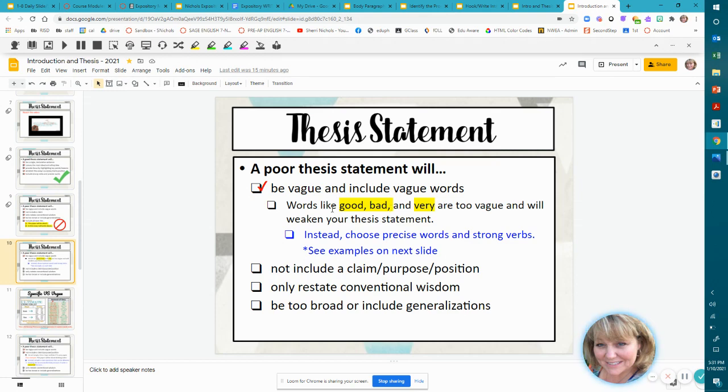So here, what we mean is that vague words like good, bad, and very are too vague and will weaken your thesis statement. Instead, choose precise words and strong verbs. And there's some examples on the next slide. A poor thesis statement will not include a claim or a purpose. It only restates conventional wisdom, is too broad, or includes generalizations.